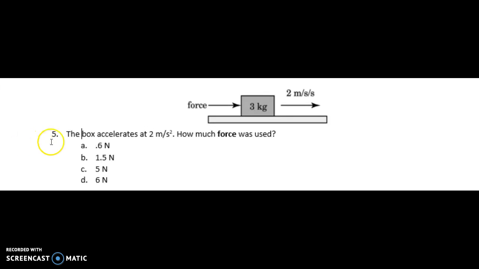Number 5. The box accelerates at 2 meters per second. How much force was used? 3 kilogram box. Acceleration of 2 meters per second squared. A. 0.6 newtons. B. 1.5 newtons. C. 5 newtons. D. 6 newtons.